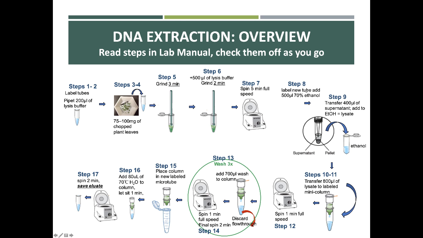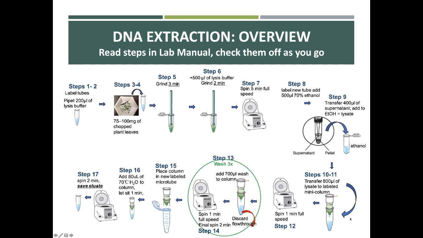In the procedure, you put these in a new tube. Make sure those new tubes match the same labels as before. You add 400 microliters of the supernatant that came from this centrifuge step, and you add ethanol. Ethanol is important to add because it precipitates the DNA. Without the ethanol, the DNA just stays in solution.